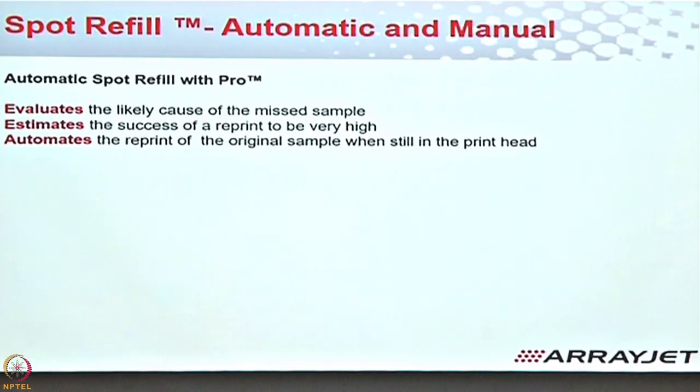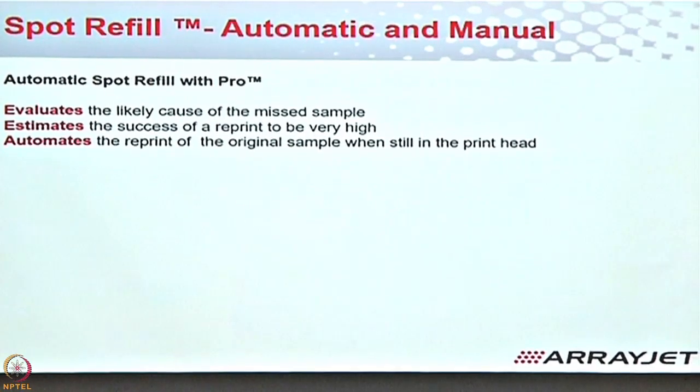So there are spot refill features. Now spot refill means you can reprint that spot. Wherever there is a missing place, it'll go and put your sample. So it evaluates the likely cause of the missing sample. Sometimes what happens is air goes inside or you've forgotten to fill a well, because these are 384 well plates.